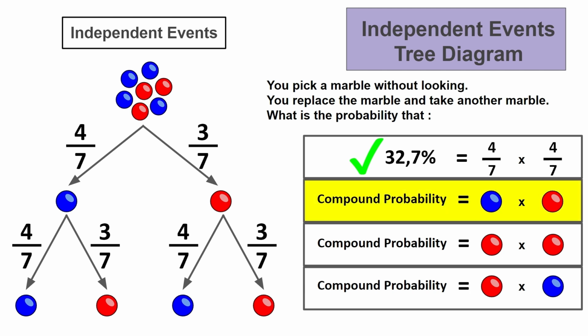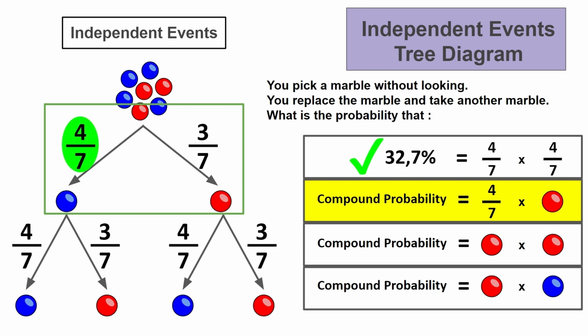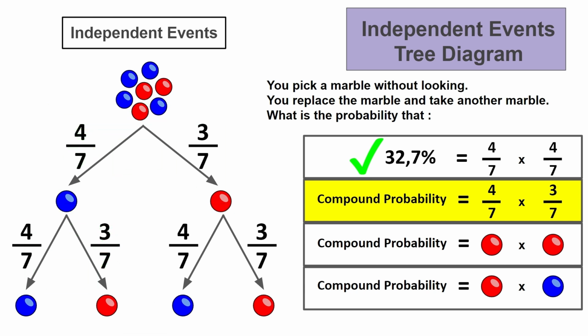And next, let's calculate the probability of picking a blue marble and then picking a red marble. In the first event, the probability of picking a blue marble is 4/7. And in the second event, the probability of picking a red marble is 3/7. And 4/7 multiplied by 3/7 equals 12/49, or 24.5%, which is the probability of picking a blue marble, replacing it, and then picking a red marble.